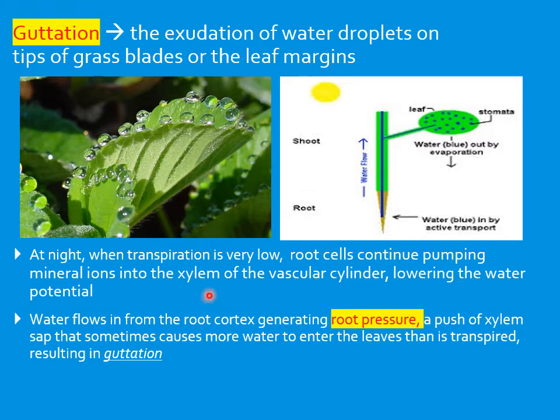Usually at night, especially when the transpiration is very low, the root cell from the bottom at the root system still continues pumping mineral ion. Dia tak stop, belum lagi switch off engine lagi, dia on aja. Bila dia on, it will continue to lower the water potential. So when it lowers, water will keep on flowing in, okay, and then it will generate the root pressure and then push more and more and more sampai keluar melimpah. Itu ceritanya. So this causes more water to enter the leaves than it's supposed to. So this is what results in guttation.